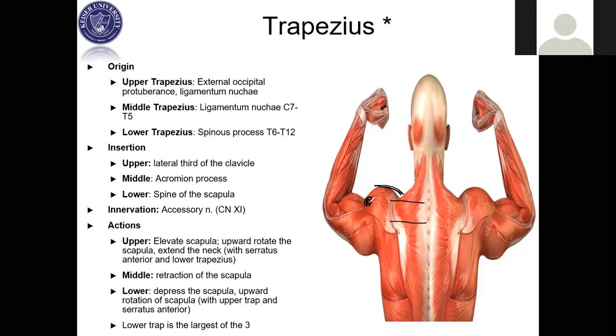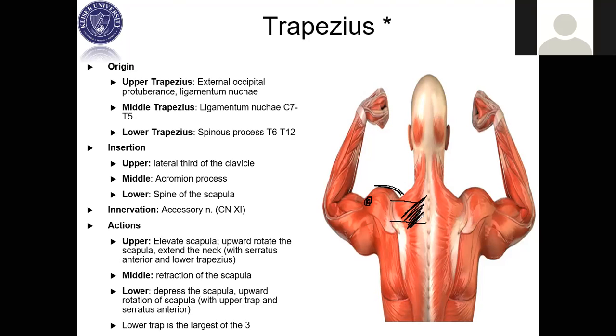The two main protractors of the scapula are pec minor and the serratus. The two major retractors are the middle trapezius and the rhomboids. Remember, the rhomboids is that muscle that goes at a diagonal right here, from the vertebral column to the scapula, both in that same middle area. We'll go over the rhomboids tomorrow, probably.